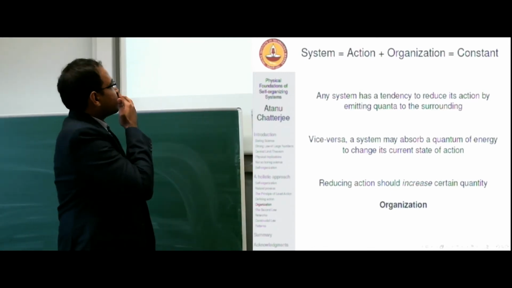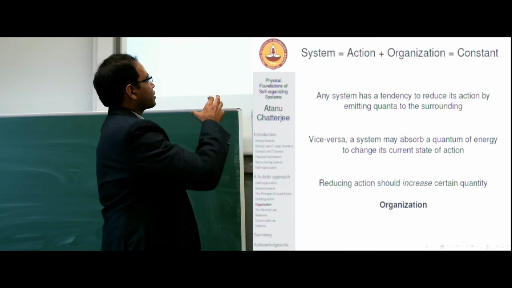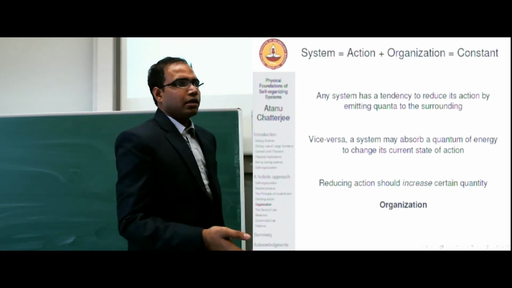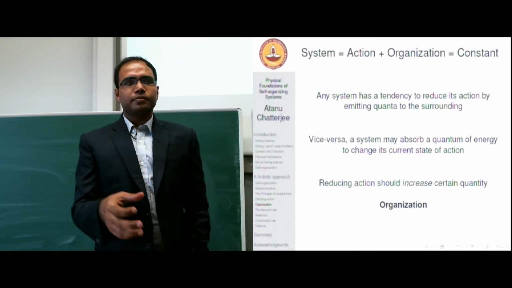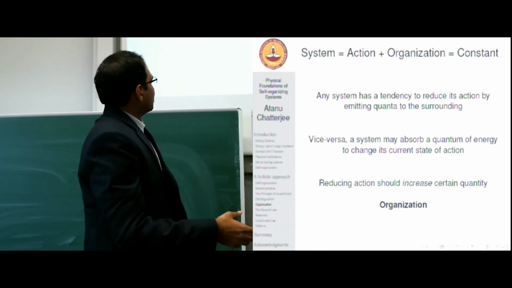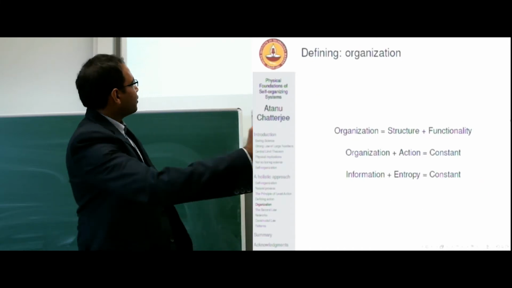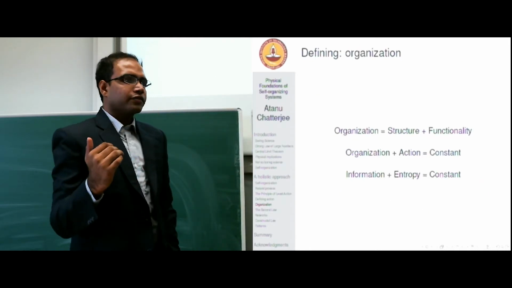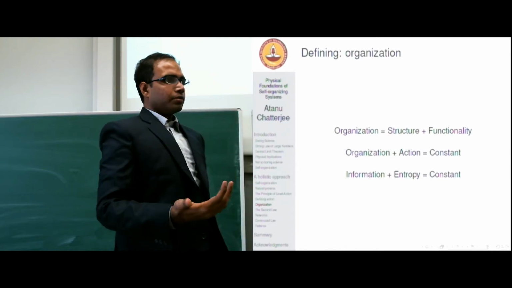So we again find certain analogies. Organization we can define as a structure plus functionality. In a system, it has a defined structure, it has some functions to perform. And organization plus action, as we said, is constant. And same if we come to the domain of statistical thermodynamics, again we see information plus entropy is constant.